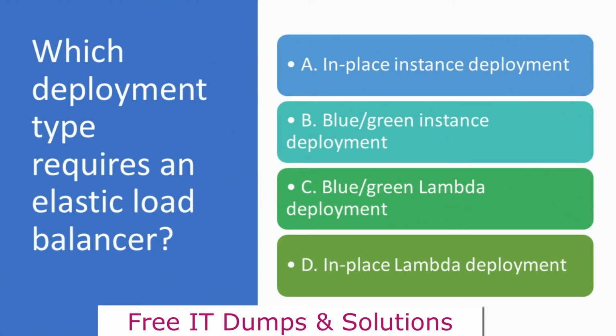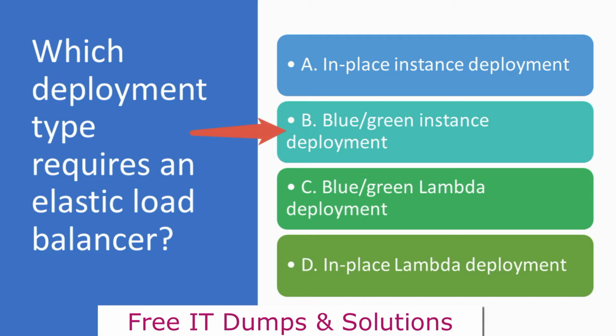Which deployment type requires an elastic load balancer? Options we have: A. In-place instance deployment, B. Blue/green instance deployment, C. Blue/green Lambda deployment, D. In-place Lambda deployment. Correct answer for this question is option B. Blue/green instance deployment.